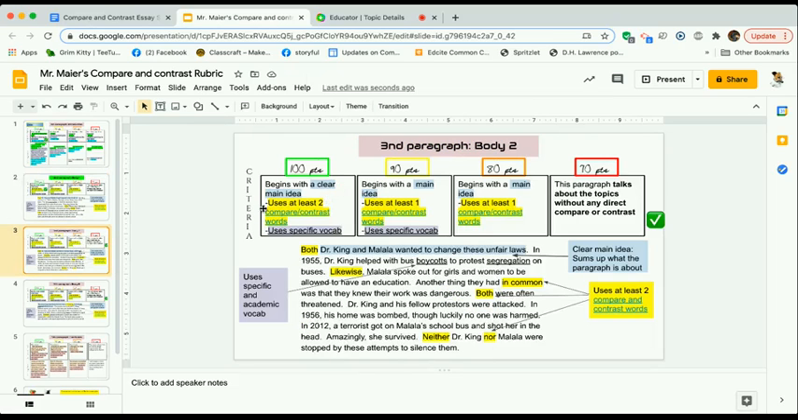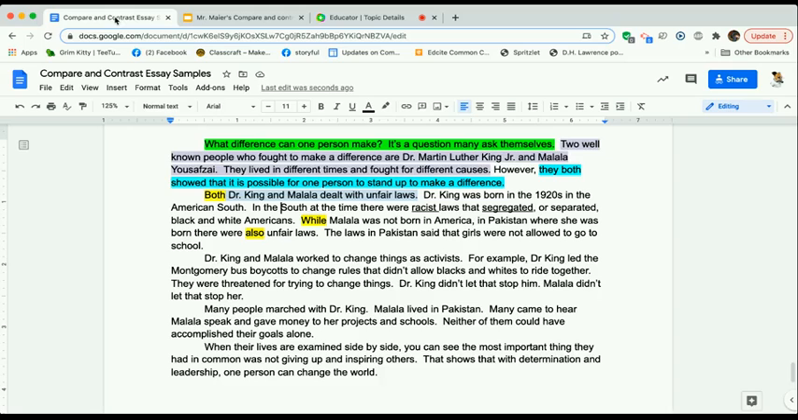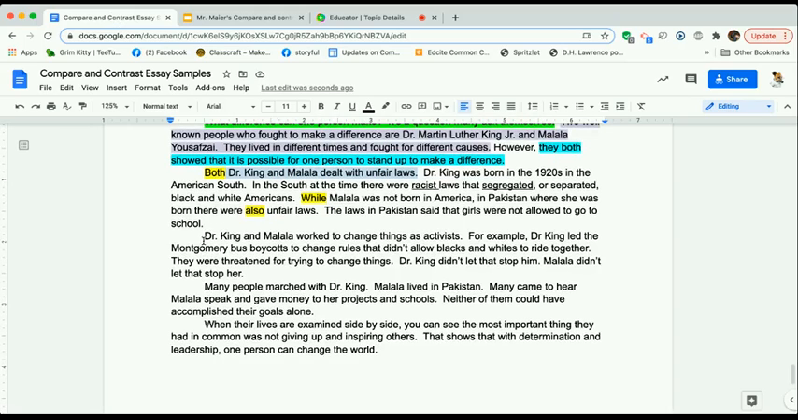Okay, so again, same requirements in every body paragraph. You need to have all 3 of these things. So looking at this next body paragraph, okay, we have Dr. King and Malala worked to change things as activists. For example, Dr. King led the Montgomery bus boycotts to change rules that didn't allow blacks and whites to ride together. They were threatened for trying to change things. Dr. King didn't let that stop him. Malala didn't let that stop her.